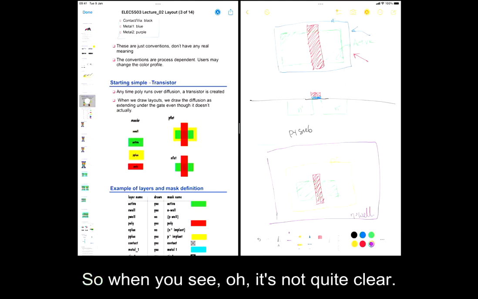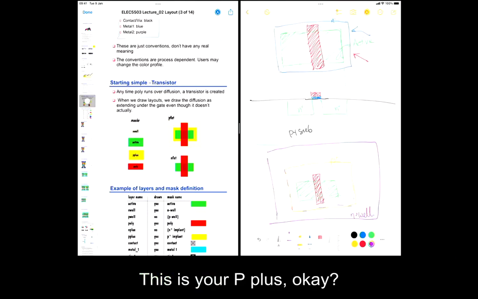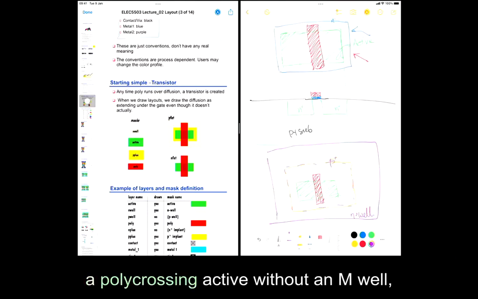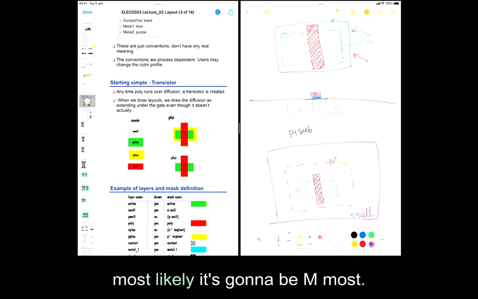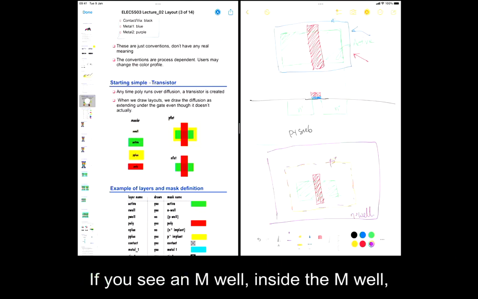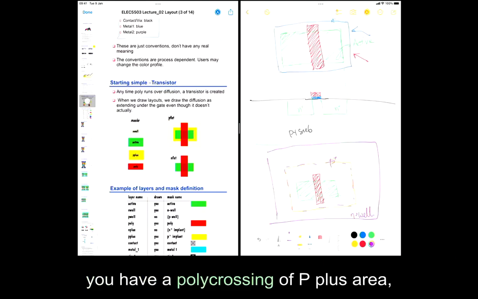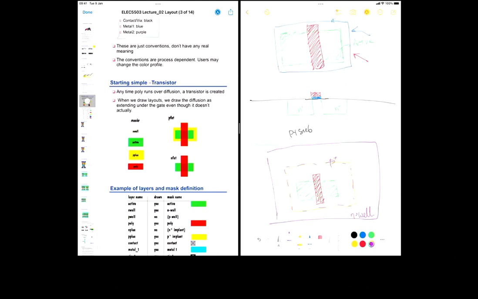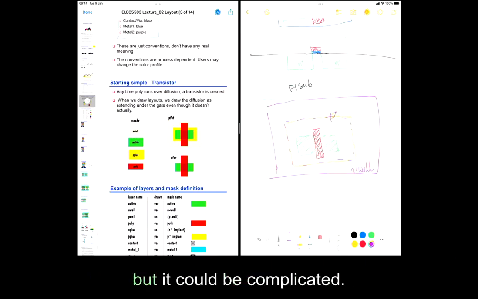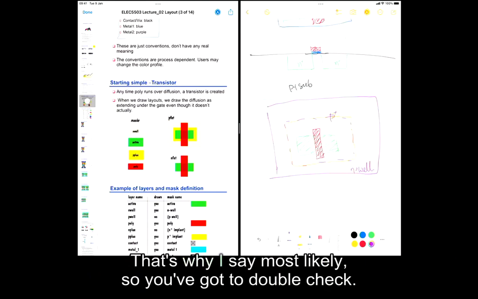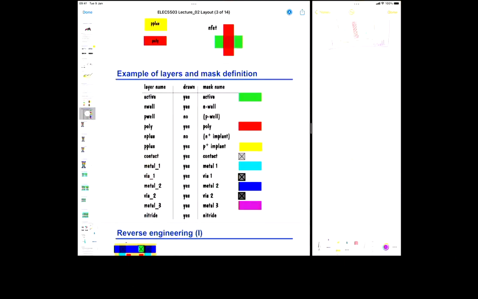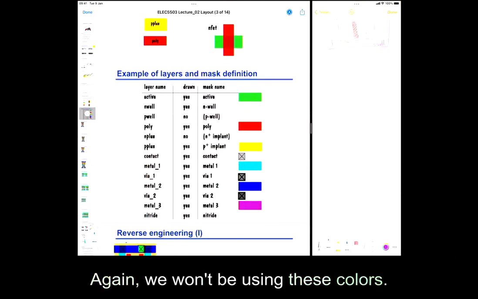So when you see, oh, it's not quite clear. This is your P plus. Okay, so whenever you see the top one, a poly crossing active without an ML, most likely it's going to be NMOS. If you see an ML, inside the ML you have a poly crossing a P plus area, then it's quite likely it will be a PMOS. Okay, so it depends on other factors as well, but they could be complicated. That's why I say most likely. So you've got to double check. Is that clear? Oh, good. So these are just examples. We won't be using these colors.